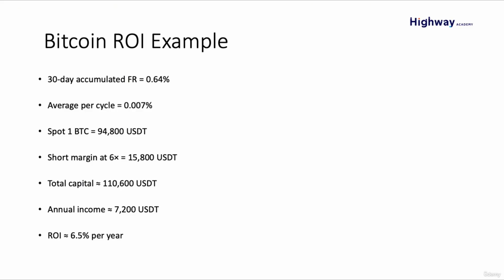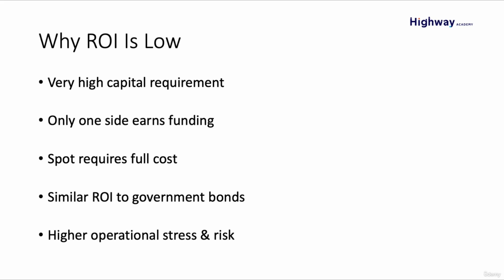If the funding rate stays the same, you will earn about 7,200 USDT in a year. However, your total capital locked inside this strategy is 110,600 USDT. Earning 7,200 on that amount gives an ROI of only about 6.5%. To be honest, that is not very impressive. US government bonds already pay around 4% APY with far lower risk. So from a pure risk to reward perspective, spot versus perpetual arbitrage is not especially attractive.